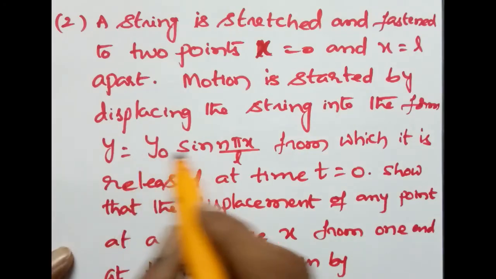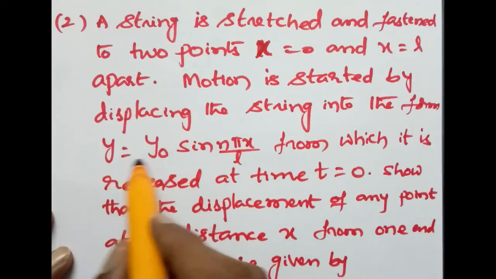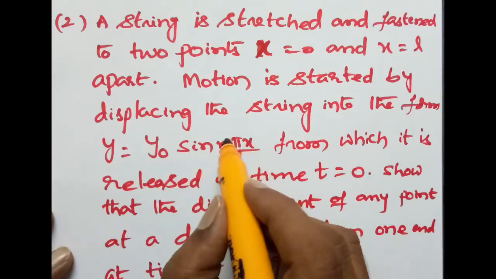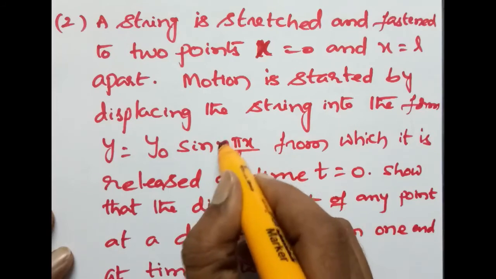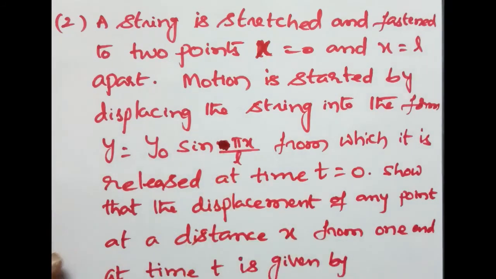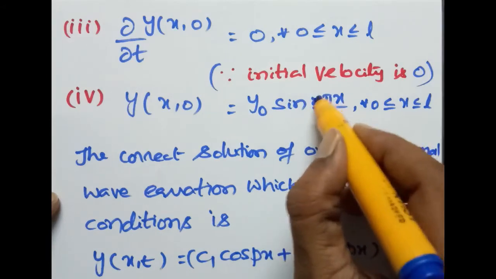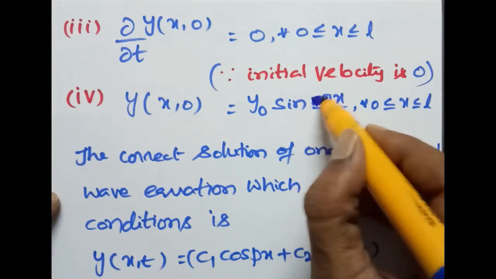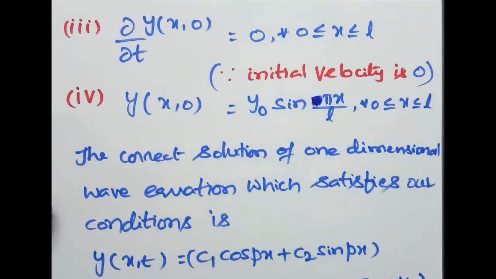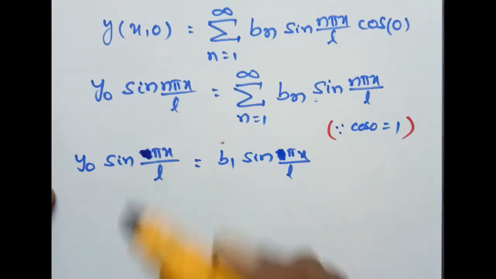You make a note that in the problem initial displacement is y is equal to y naught sine pi x by L, not n pi x by L. Sorry, this is pi x by L. In condition number 4 also you change it to sine pi x by L, there is no n. Here also sin pi x by L.